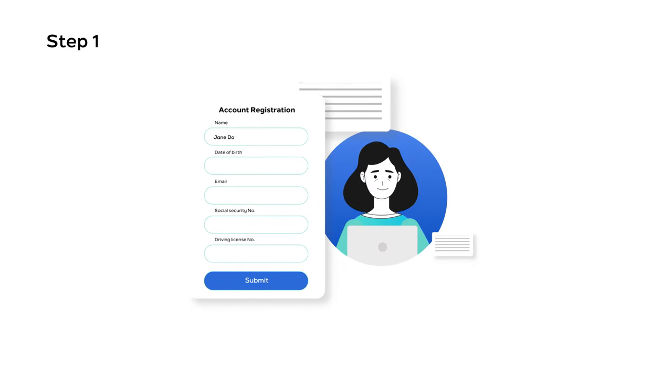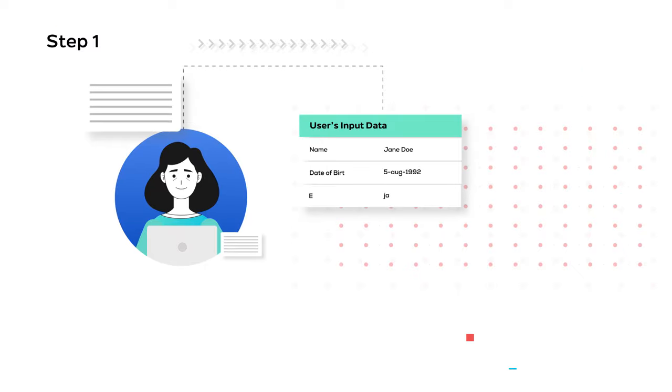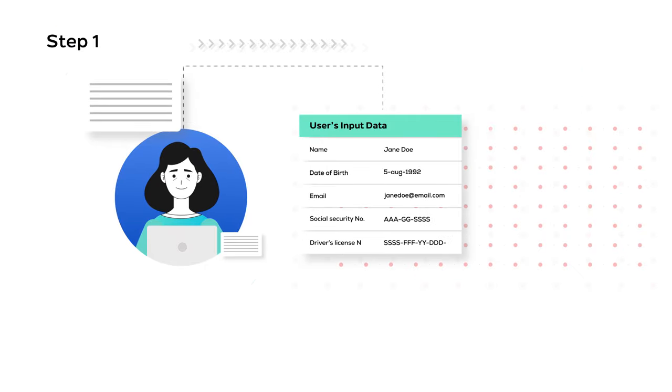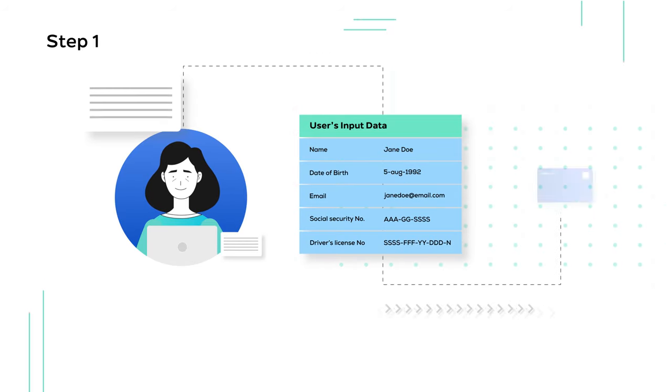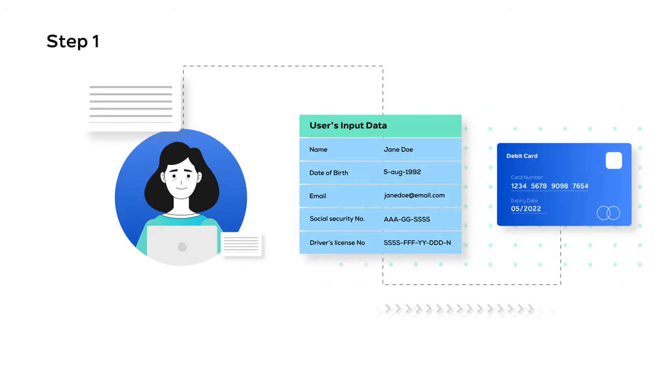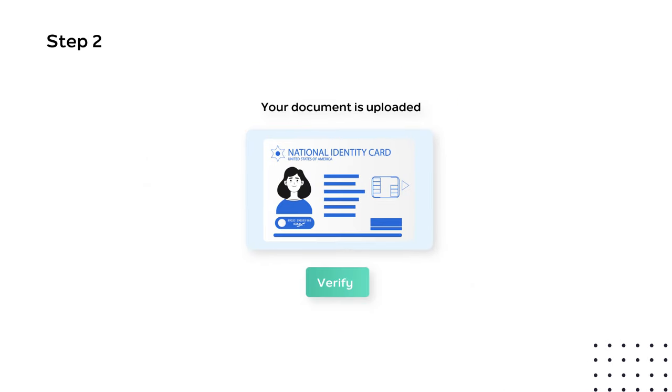First, collect personal information from customers during online account registration. This step lays the foundation of the entire KYC verification process. Here, Personally Identifiable Information, or PII, includes the following: first name and last name, date of birth, email address, social security number, driver's license number, and financial information such as credit card info. Collect this data and ensure that it is safely stored under the GDPR guidelines, or the law of your respective jurisdiction.